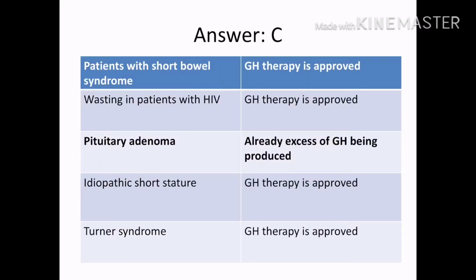If you look here, the answer is pituitary adenoma. A pituitary adenoma will already be producing excessive growth hormone. So we don't need to give an exogenous growth hormone as well. In all the other cases listed, growth hormone therapy is approved and indicated.